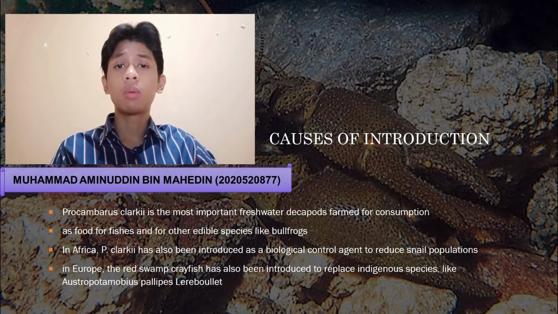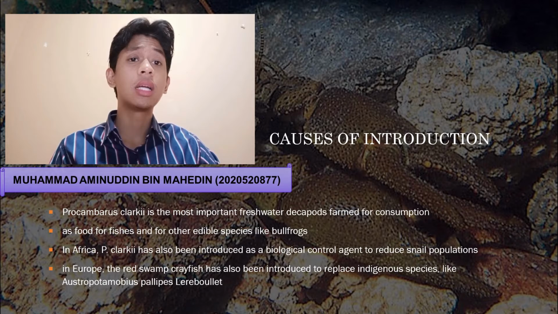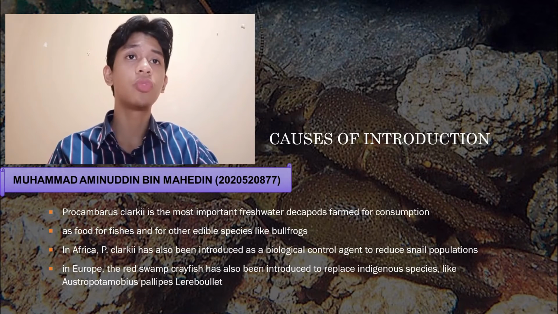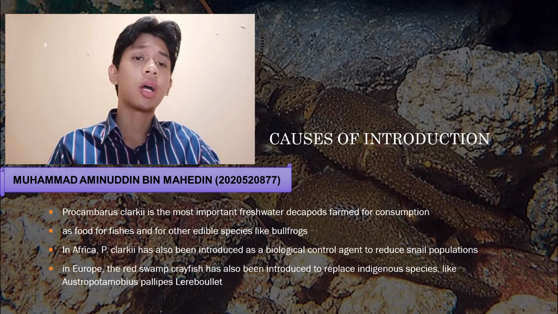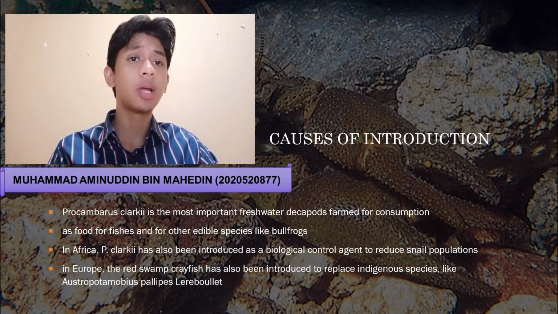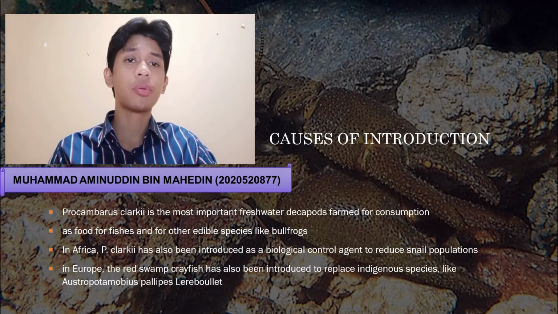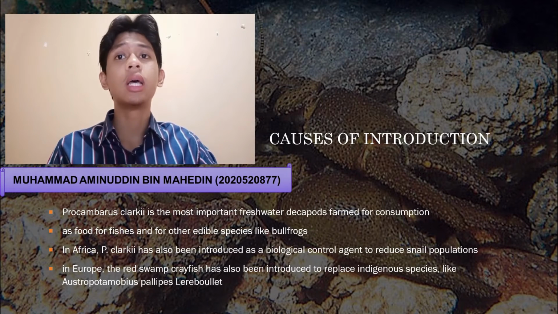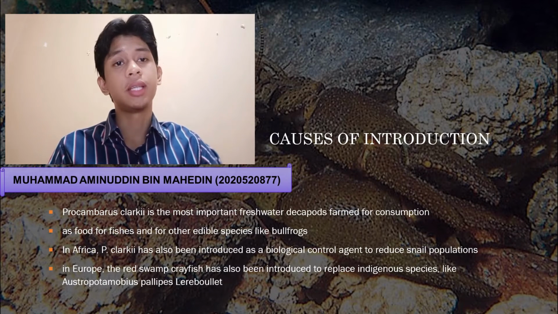Alright, now I will talk about the causes of the introduction of the species. Okay, the red swamp crayfish was introduced early on as an important food for consumption. Furthermore, this species has also been introduced as food for fishes and for edible species like the bullfrog. Next, in Africa, this species has been introduced as a biological agent to control snail populations. And especially in Europe, the red swamp crayfish has been introduced to replace the indigenous species like Austropotamobius pallipes, the white-clawed crayfish, that almost went extinct.